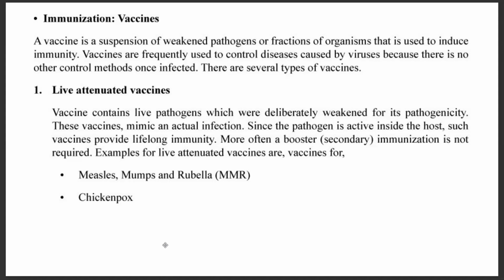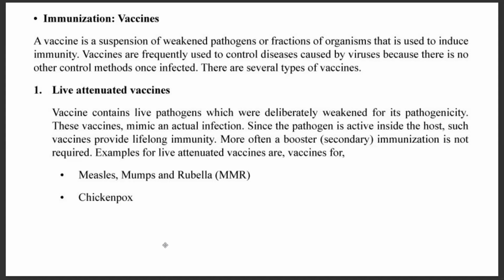It gives lifelong immunity. Vaccines contain live pathogens which were deliberately weakened for their pathogenicity. These vaccines mimic an actual infection. Since the pathogen is active inside the host, such vaccines provide lifelong immunity. More often, a booster immunization is not required. Examples of live attenuated vaccines are vaccines for measles, mumps and rubella, and chickenpox.